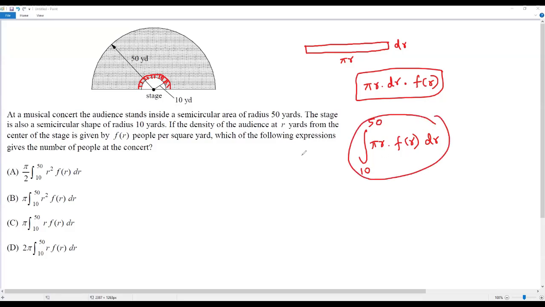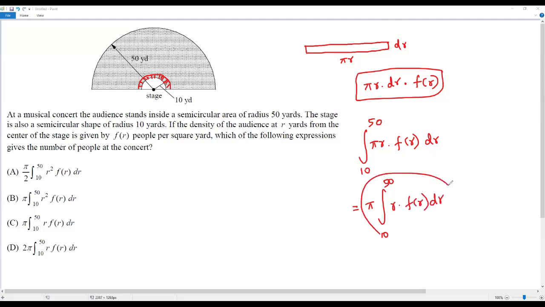So this gives the number of people in this shaded region. In this way, we are taking infinite number of strips with a very small thickness, and the integration adds the number of people in all the strips from the radius 10 yards to 50 yards. Since pi is a constant, it can be moved out of the integral. Then we get pi times the integral from 10 to 50 of r times f of r dr. This expression gives the number of people at the concert. We find this integration in answer choice C. The correct answer choice for this question is C.